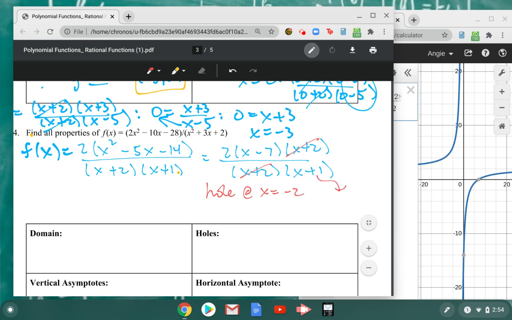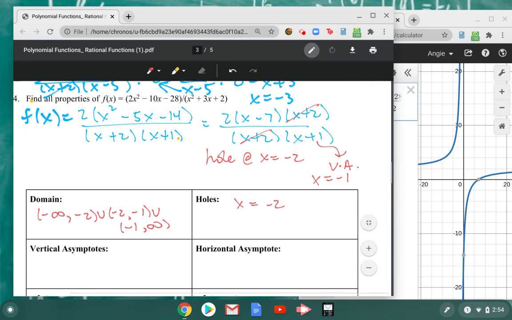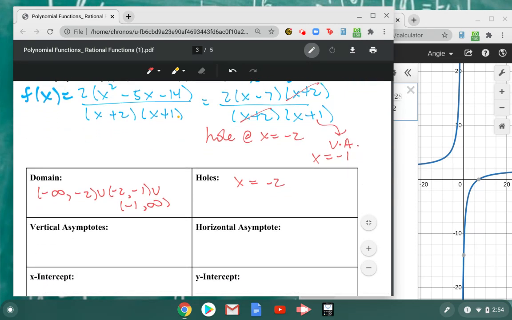This one doesn't cancel, so I have a vertical asymptote at x equals -1. So my domain has three pieces: negative infinity up to -2, union -2 to -1, union -1 to infinity. The hole is the one that canceled, so it's at x equals -2. The vertical asymptote is at x equals -1 since it didn't cancel.